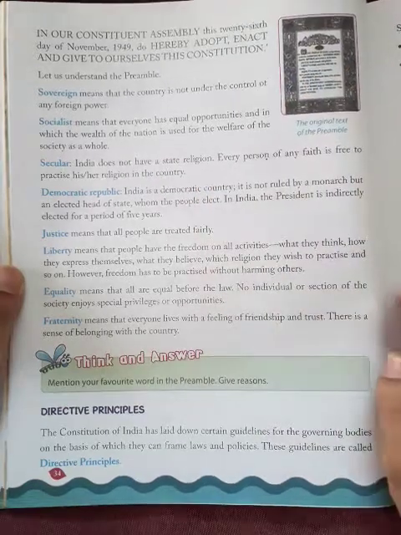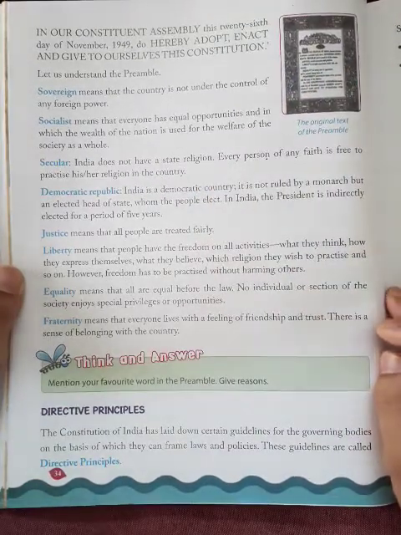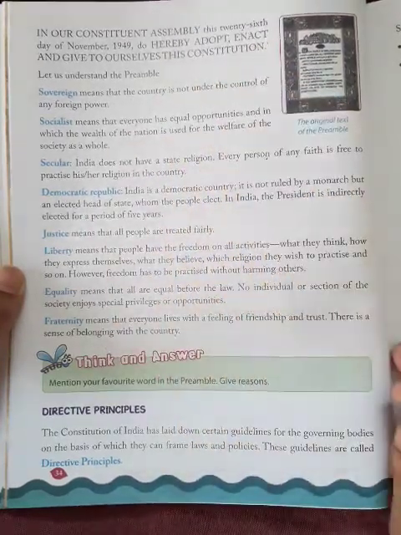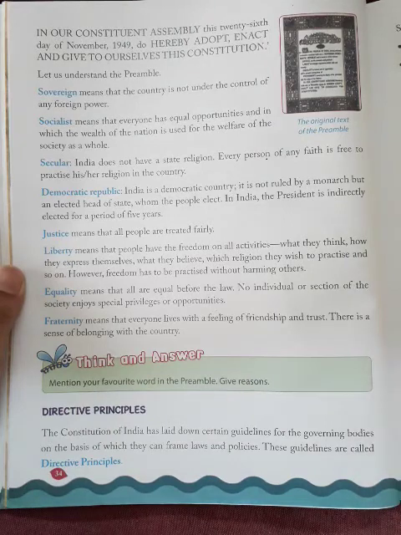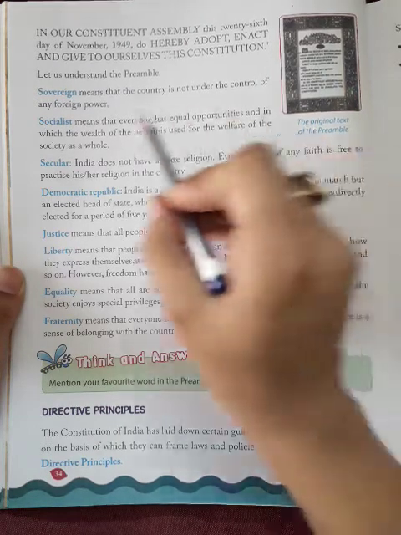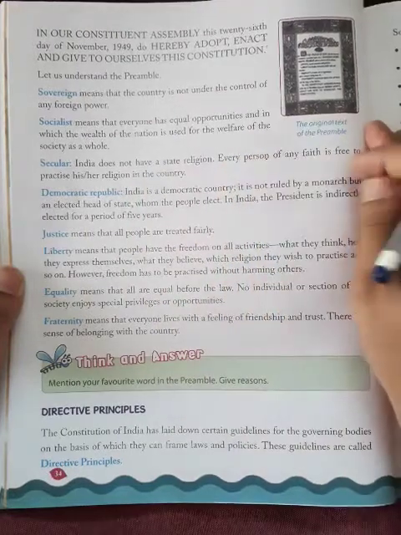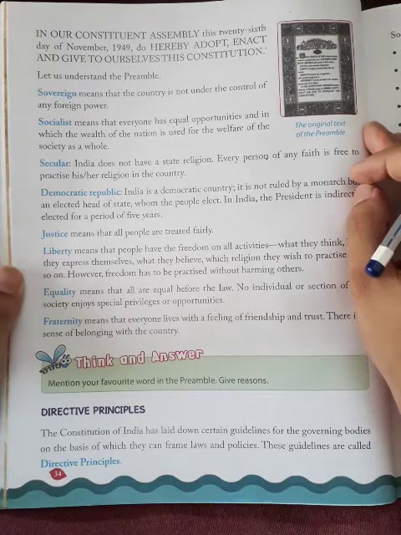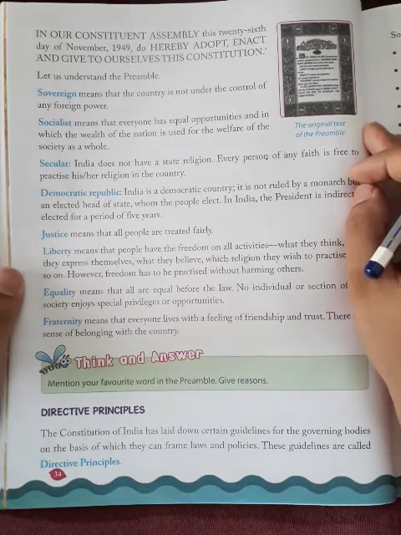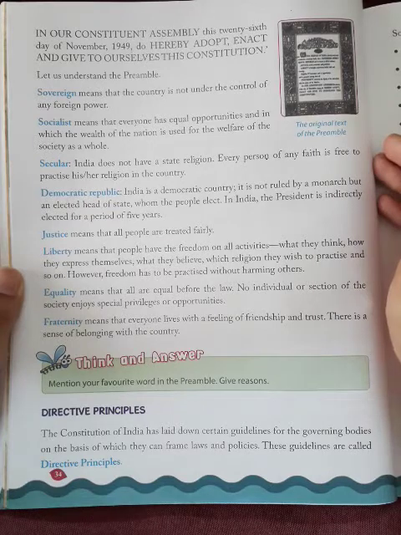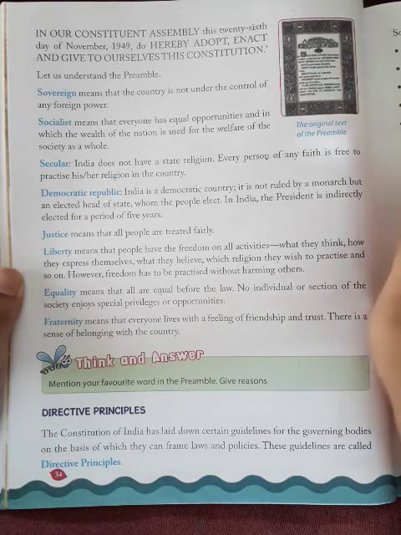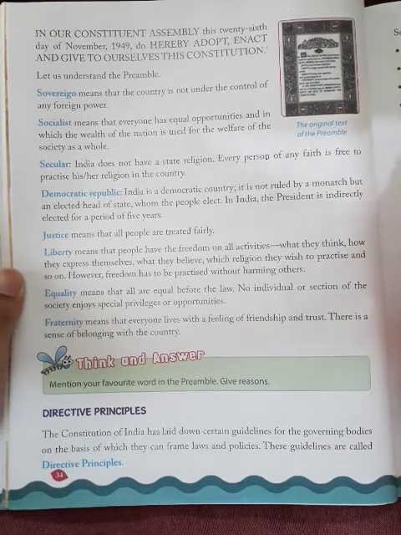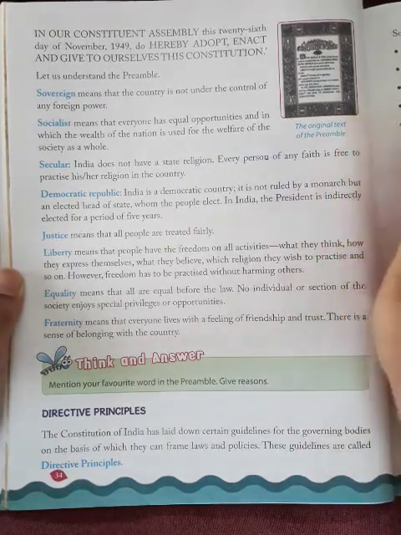Now let us understand the preamble. A few important terms have been taken up over here, and the meaning of those words is explained. So let us discuss that. Sovereign means that the country is not under the control of any foreign power. As you know, before we were independent, before 1947, our country was under the power of Britishers, right? So after this constitution came into being, we were no more under any foreign power.